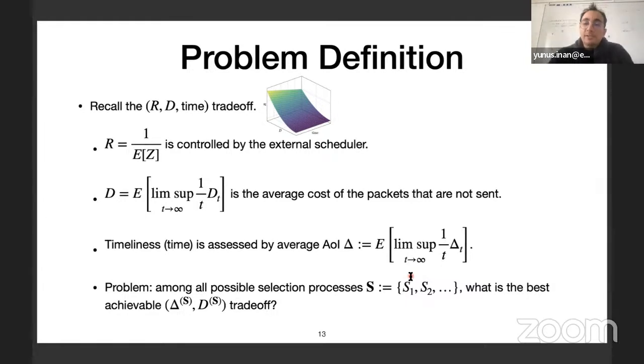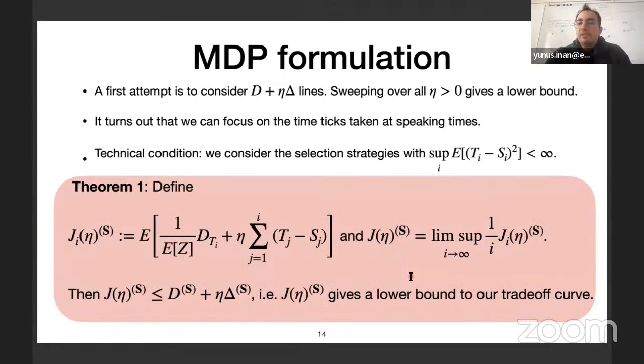So now we can ask the following question. We have seen that at each speaking time, the sender can choose anything from its past with the condition that the packets arrive in order. Among all possible such selection processes, what is the best achievable delta and d trade-off? We pose this question and we attempt to solve it. So we will see that this problem eventually can be formulated as a Markov decision problem, which we abbreviate as MDP.